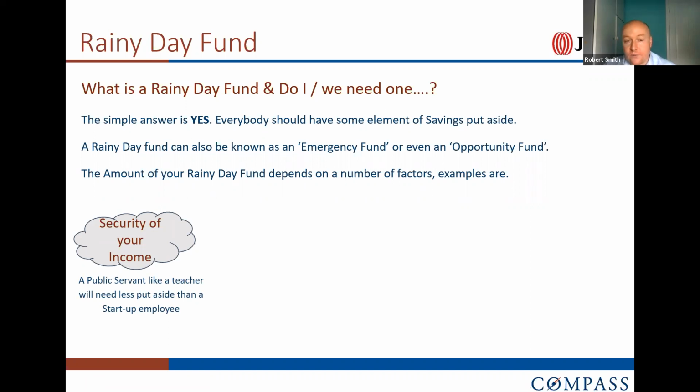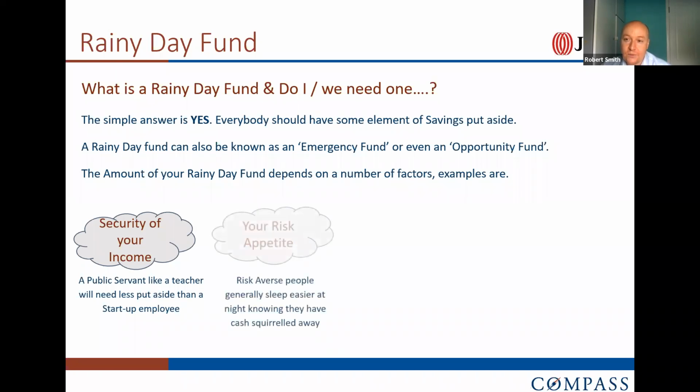So if you're a public servant, for example, like a teacher, let's say on a contract of indefinite duration, you would have perhaps a lesser need for a rainy day fund of a certain size. But if you are, for example, a startup employee, and if you're outside of the civil servant sphere and you're in the private sector, you actually will have far more need for a rainy day fund because you have less job security. So it's very important to factor that into your planning.